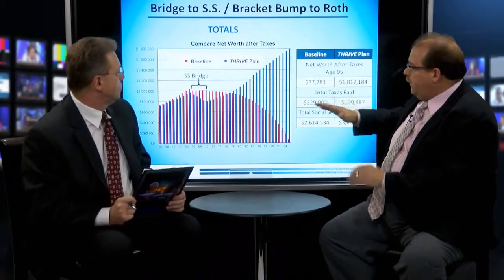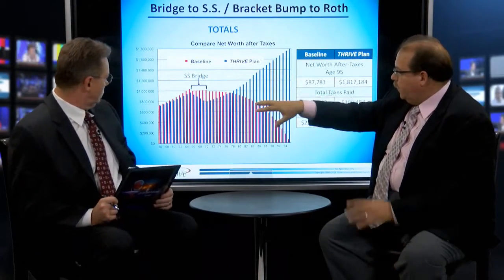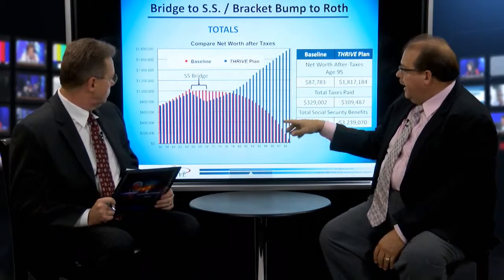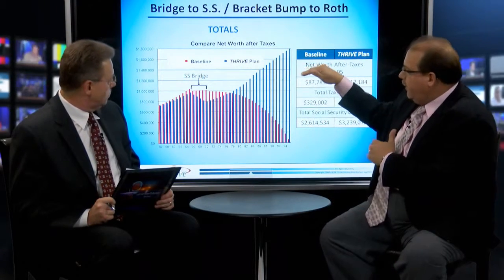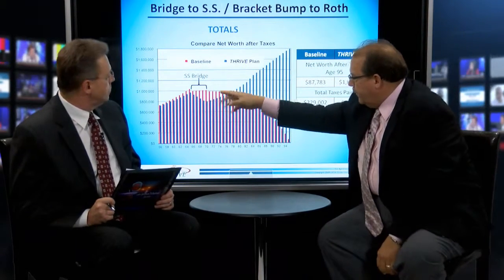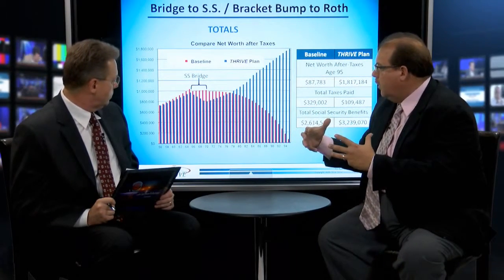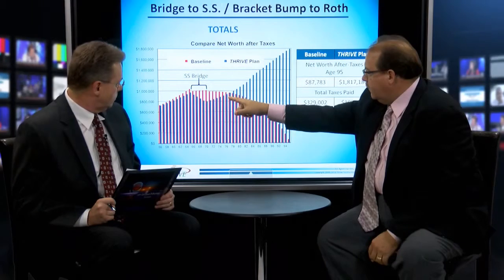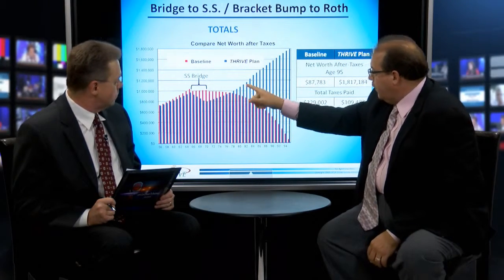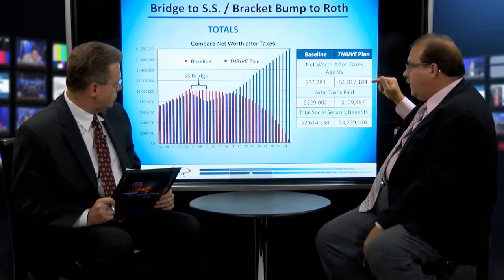Look at the differences. You'll see that the baseline of doing it the traditional way is in red. And you can see that with the Thrive plan in our case, there's a dip, but this is the bridge. That's the period where you actually had a little bit more liquid assets to utilize. This is an asset chart of what the assets are actually doing. But here's the biggest difference.